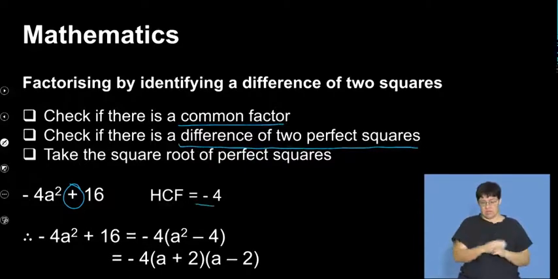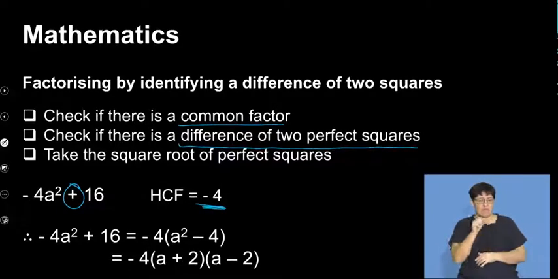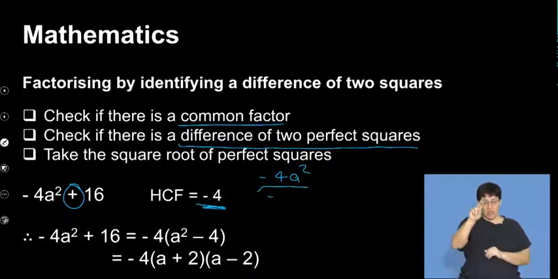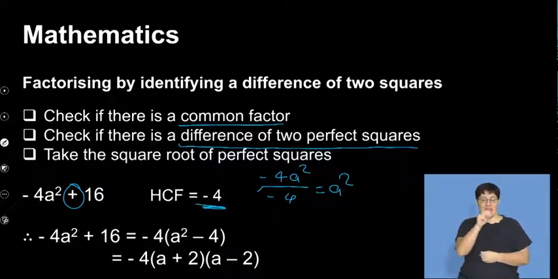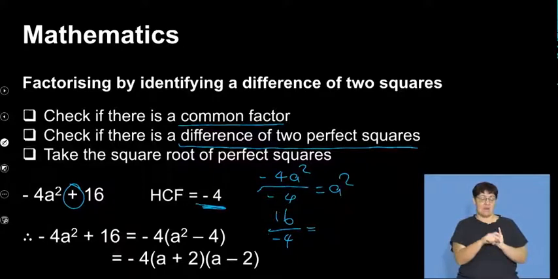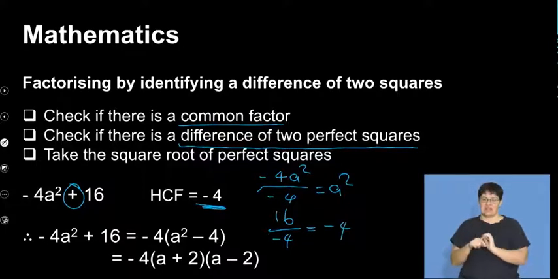But if you take out your common factor of minus 4 here, you will then see that it will now give us the minus that we need in order for it to qualify as a difference of two squares. So negative 4a squared divided by negative 4 will give me a squared, which is a positive, and then positive 16 divided by negative 4 will give me negative 4. And then you can see that in the brackets there will be a squared minus 4. Outside the bracket I will have minus 4.